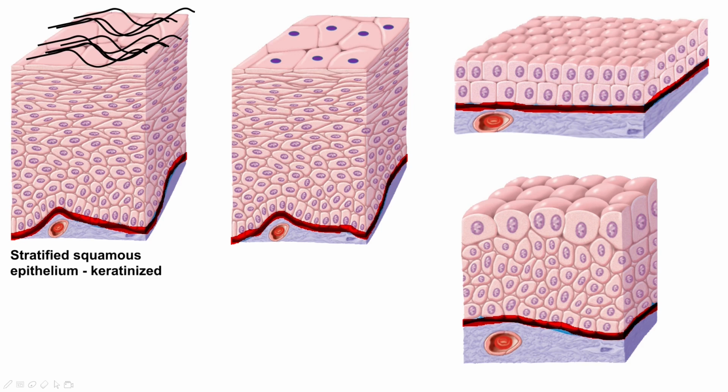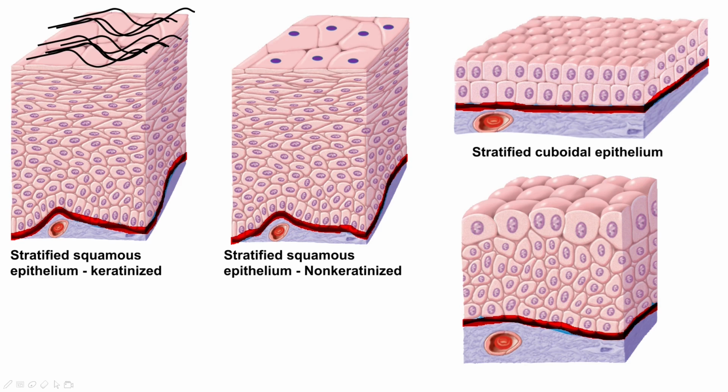The next tissue is stratified squamous epithelium non-keratinized. Notice that it does not have the surface layer of dead keratinized cells, which is why it is known as non-keratinized. These two are really considered the same tissue, but it just has two different varieties, so we will treat them each individually. Next is stratified cuboidal epithelium. It is usually two or more layers of squarish, round cells.